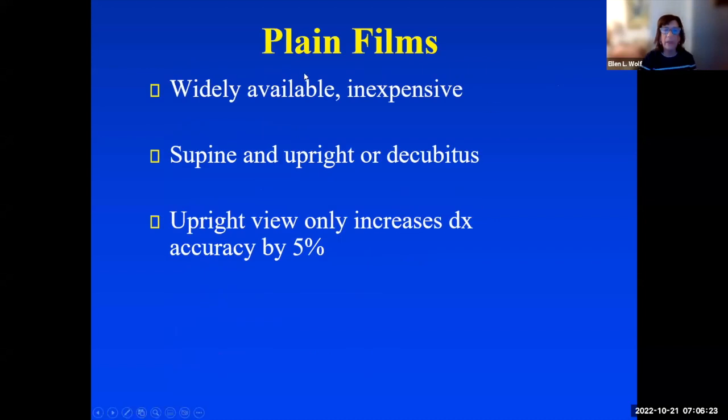So plain films are widely available, they're relatively inexpensive, and are widely used for the diagnosis of small bowel obstruction. Generally, we'll get supine or upright views or decubitus view in patients that can't stand up for the upright views. However, it's been shown that the upright view actually increases sensitivity and accuracy by only about 5% in the diagnosis of small bowel obstruction. So we always will get a supine. We'd like to get an upright or decubitus, however, it actually doesn't turn out to be that helpful. Now, we're always looking for these air fluid levels, but we'll talk about that in a minute.